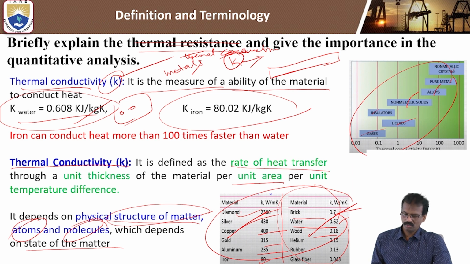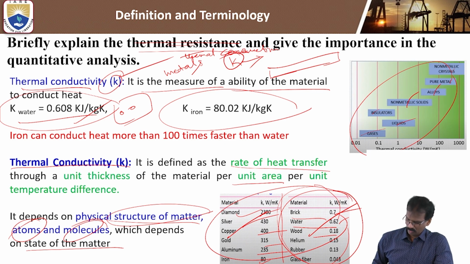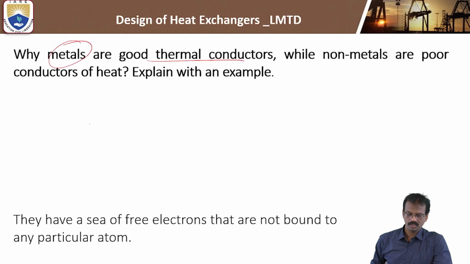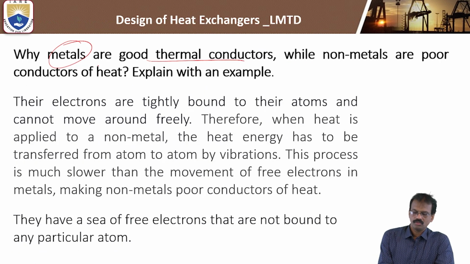These metals have an ocean of free electrons, so due to the movement of energy carried by those electrons, heat transfer takes place. Here, these are solids, but non-metallic objects don't have the free electrons, so heat transfer doesn't take place. You can observe these examples.